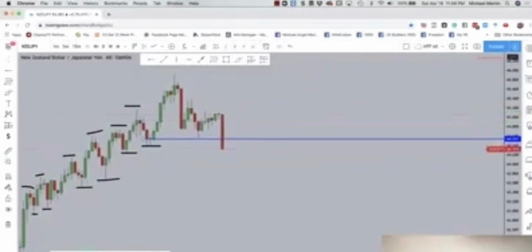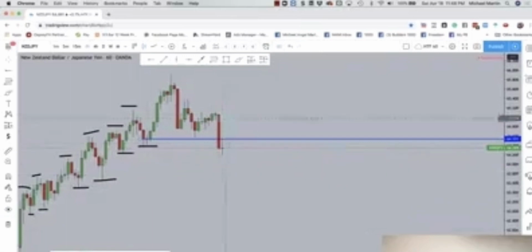All right, it keeps messing around, and then boom, we got a break of structure. My alarm goes off. So now I come to my computer and I go, okay, great. I've got a banker's candle. It's broken the structure. It's taken out that last low. So this could be a change of trend.